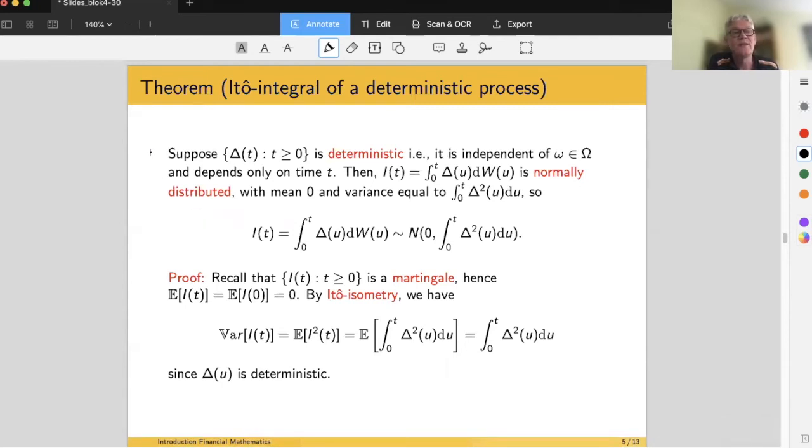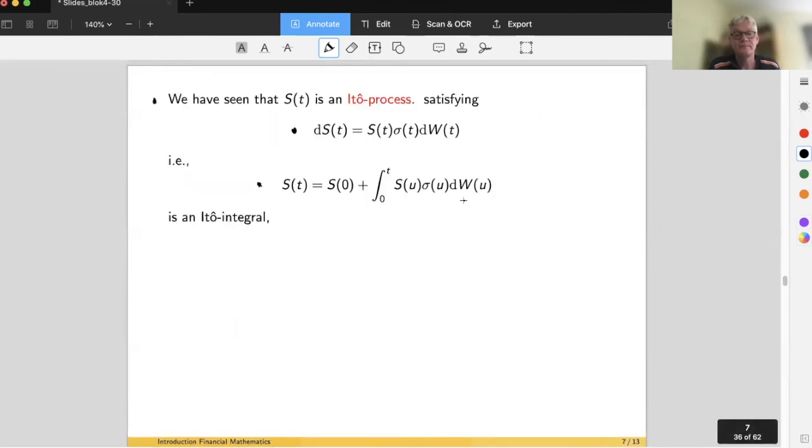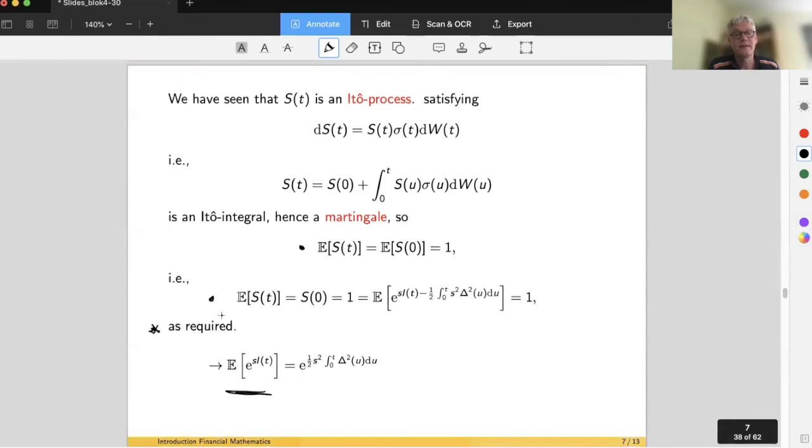So the theorem: the Ito integral of a deterministic process is in fact normally distributed with mean 0 and variance equal to this integral from 0 to t of delta square u du. And we have shown that by means of the moment generating function. There we are. So that is very nice. We have shown that. That's an interesting step.